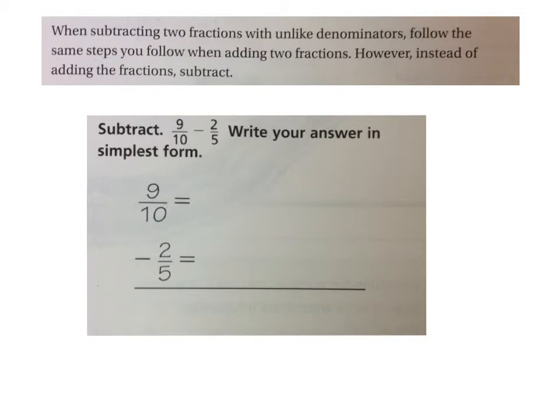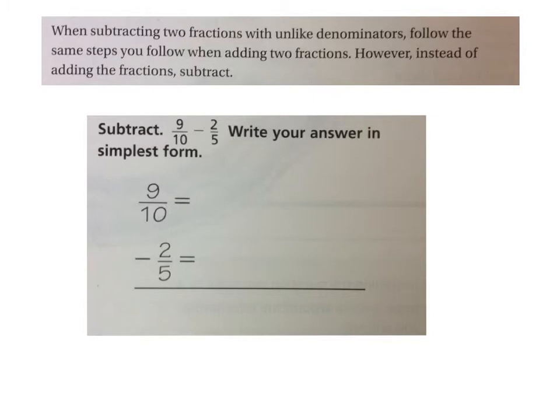When subtracting two fractions with unlike denominators, you follow the same steps you followed when adding them together. Can you subtract when you have different denominators? No, you cannot subtract two fractions when you have different denominators. So just like when adding, you have to find the LCD, write equivalent fractions until you have the same denominator, and then you can subtract.